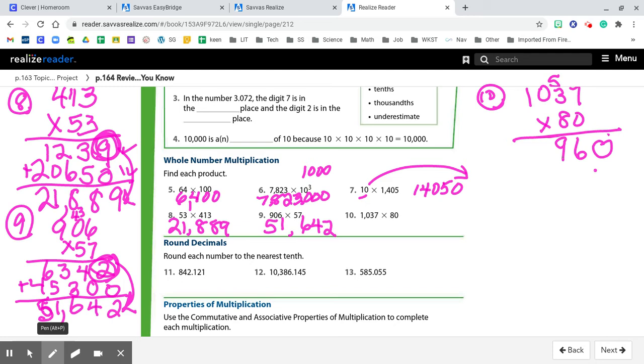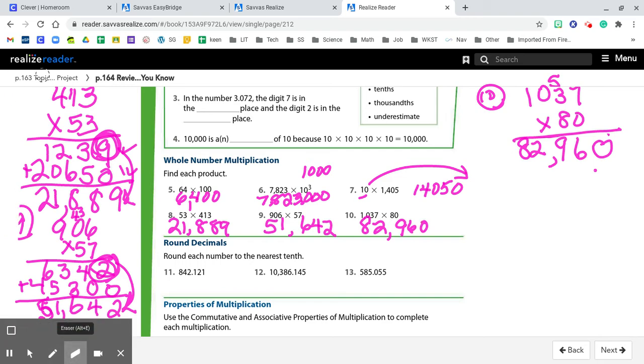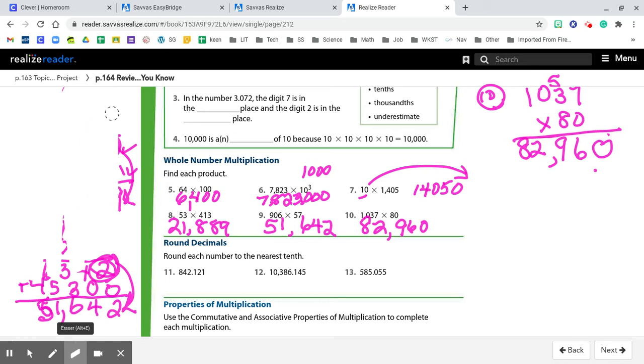And I'm going to wind up with 82,960. So those would be my answers. So you're reviewing multiplication of whole numbers to get you ready for multiplication of decimals. Again, I would suggest doing the work and then checking it on a calculator.